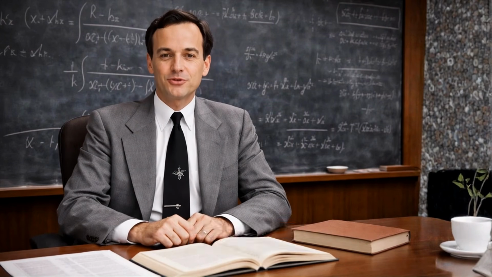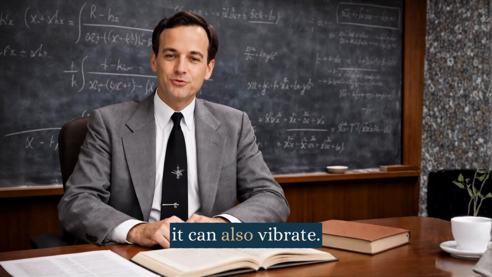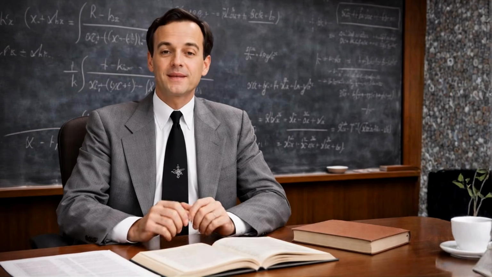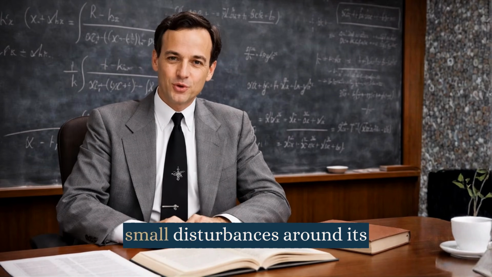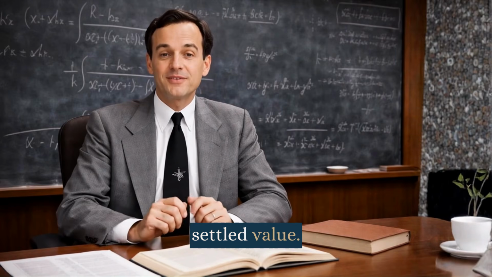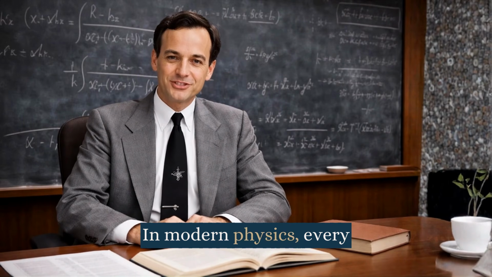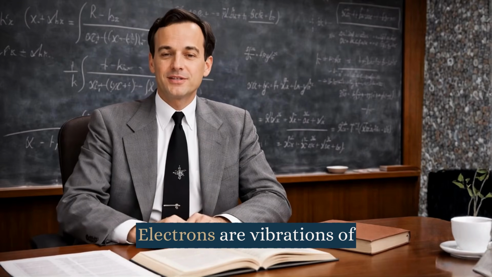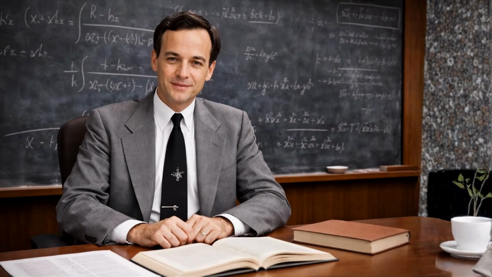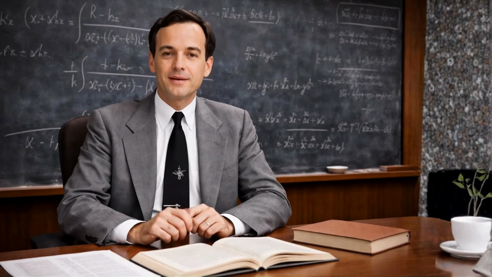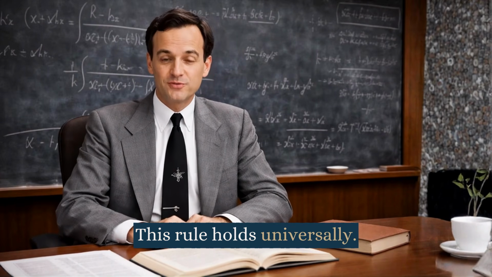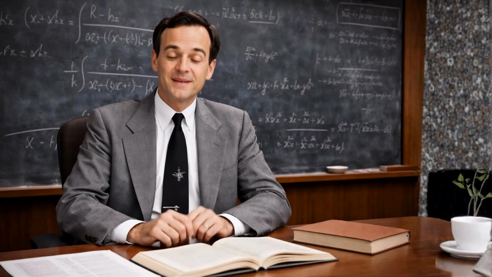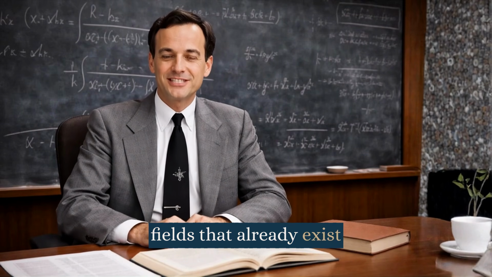Now, if a field fills all of space, it can also vibrate. Just as the surface of a lake can ripple even when calm, a field can experience small disturbances around its settled value. In modern physics, every particle corresponds to such a disturbance. Electrons are vibrations of one field. Light is a vibration of another. This rule holds universally. Particles are not separate objects placed into space. They are patterns in fields that already exist everywhere.